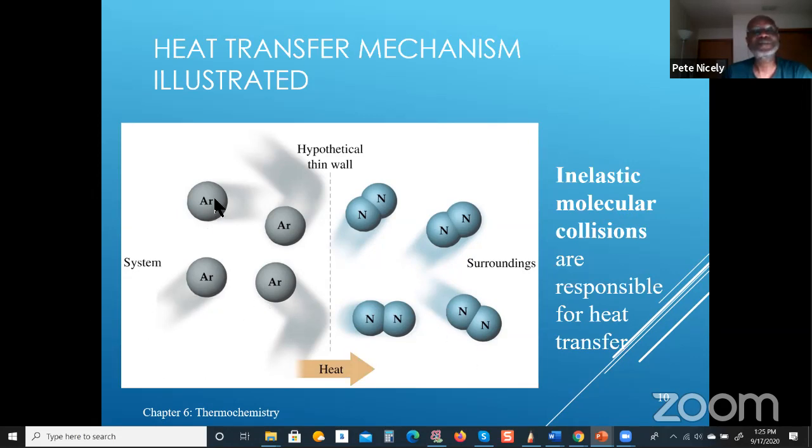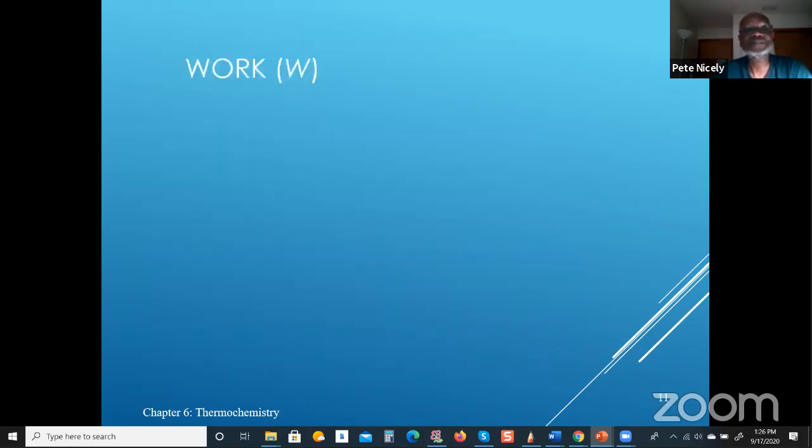Basically, it's not a matter of the particles themselves transferring, it's the energy that they convey when the argon atoms hit the hypothetical thin wall, and the nitrogen molecules pick up that energy and start moving at a faster rate. And as I said before, this heat flow will continue until the system and surroundings are at the same temperature.